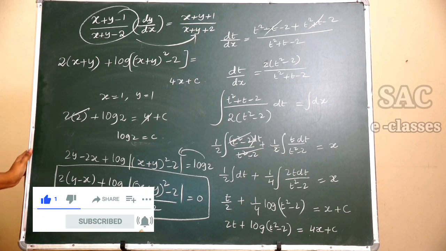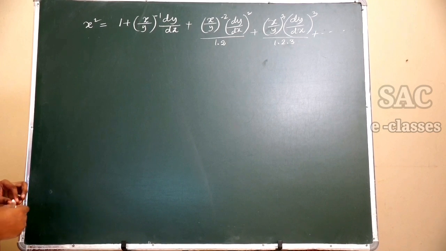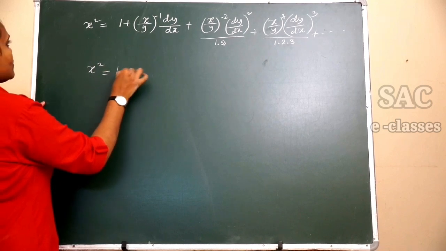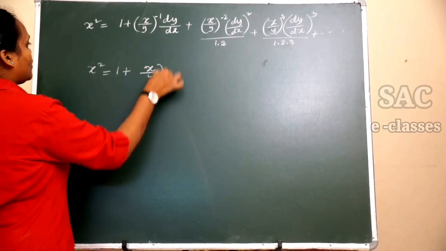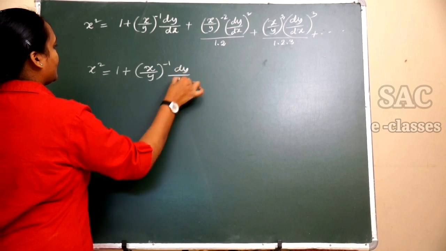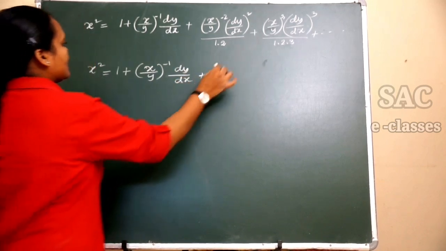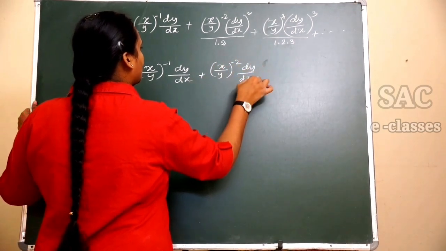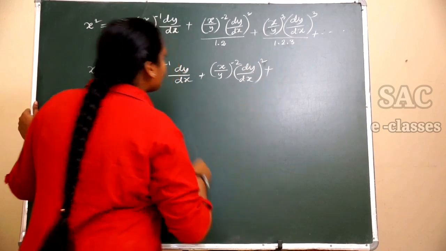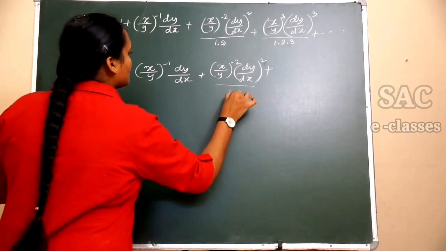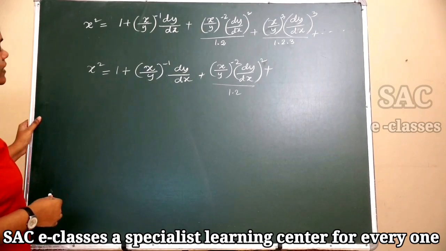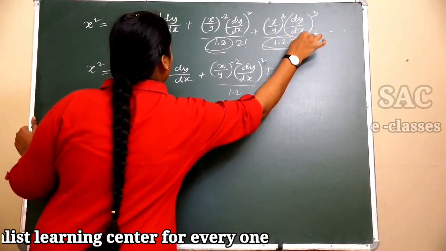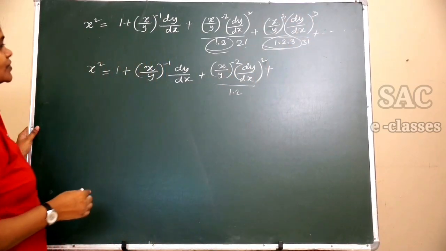Let us move to the next problem. Now we have to find out the solution of the given differential equation. Look at it. x square is equal to 1 plus x by y whole power minus 1 into dy by dx plus x by y whole power minus 2 into dy by dx whole square and so on is by 1 into 2 is given. But if you observe, 1 into 2 can we write it as 2 factorial, and 1 into 2 into 3 is 3 factorial. Okay, no issues.